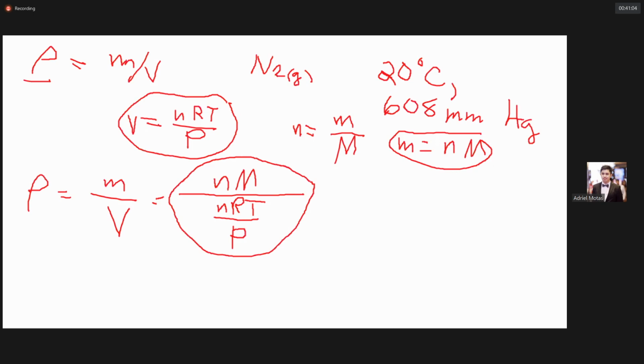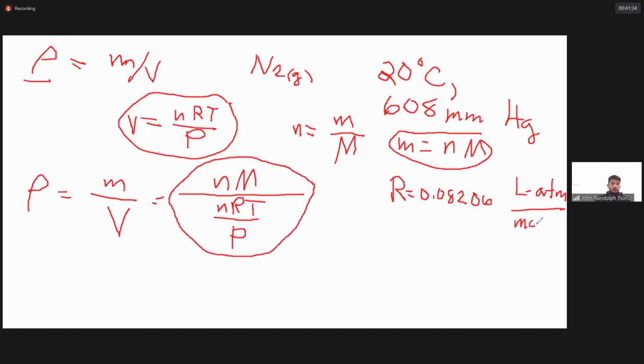Sir? Yep. Ano po ulit yung value ng R? 0.08206. Let me check. Let me write it here. R equals 0.08206. Unit is L atm per mole Kelvin. Yan.